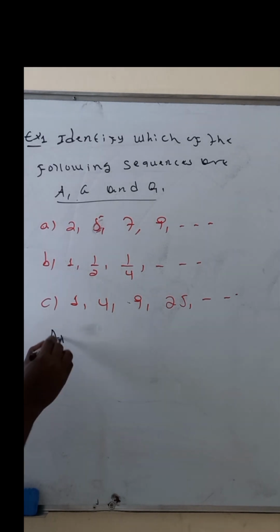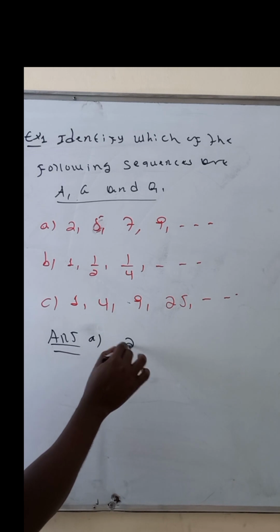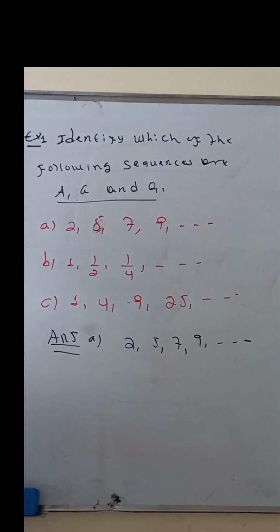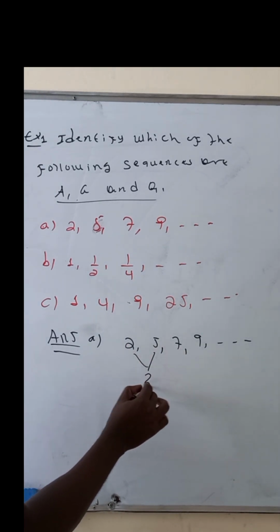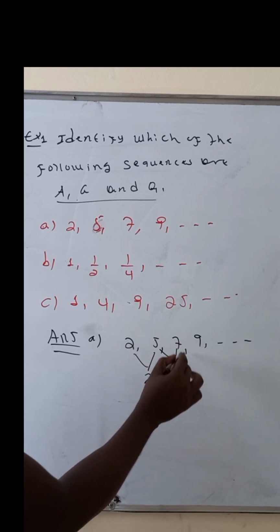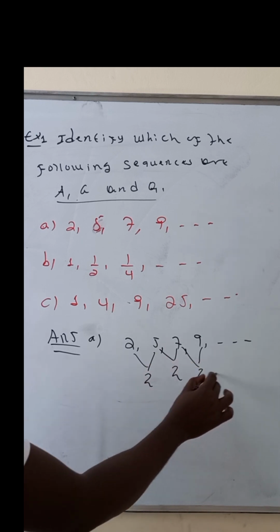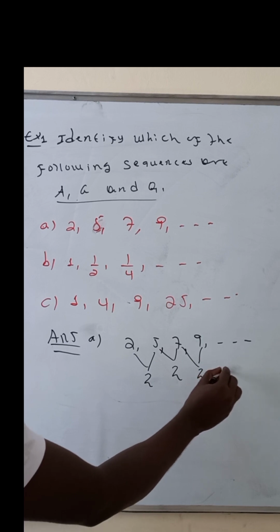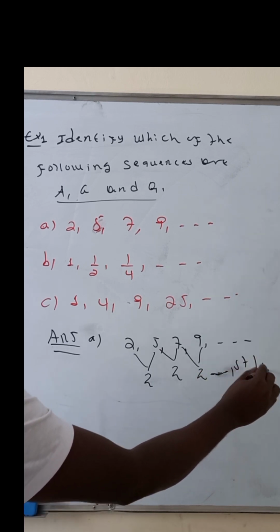Let's come to the first problem, A: 2, 5, 7, 9. What's the difference of the first terms? 5 minus 2 will be 3? Actually, what's the difference of 7 and 5? Which is 2. What's the difference of 9 and 7? Which is 2. So we call this the first difference between terms.